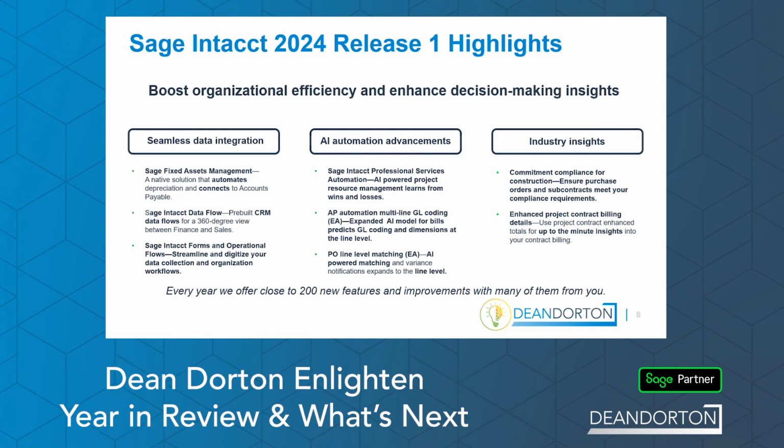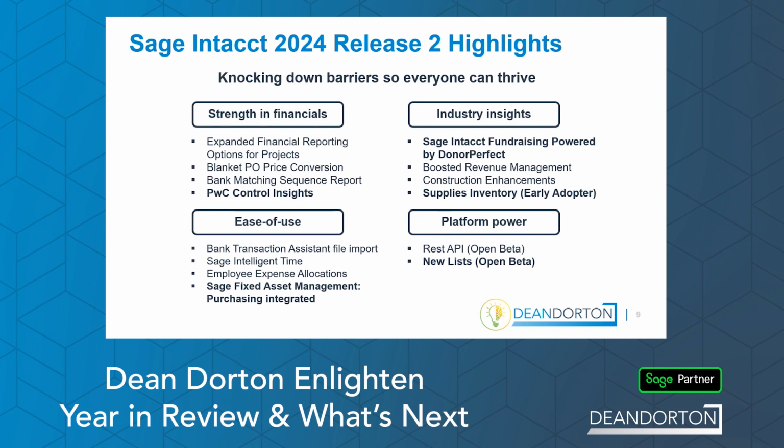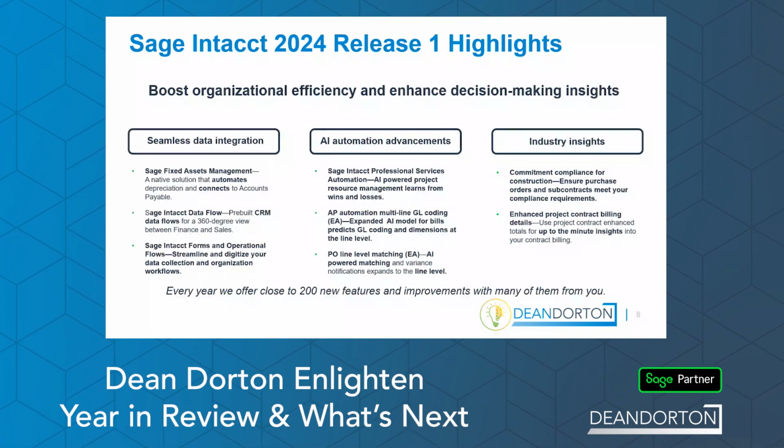You'll notice there's a pattern here because we have these columns. We're always wanting to do things around industry. We're always wanting to do things around automation and what the latest and greatest is. So when we looked at release 1, and we just need to go back one slide, Nikki. There you go. One of the big things that we did in release 1 was we announced Sage Fixed Assets Management. That's a mouthful. And that fixed asset solution is native to Sage Intacct. And it, of course, does what you want fixed assets to do. It automates depreciation, and it connects to accounts payable. In a subsequent release, you'll see that we've introduced it connecting to purchasing as well.